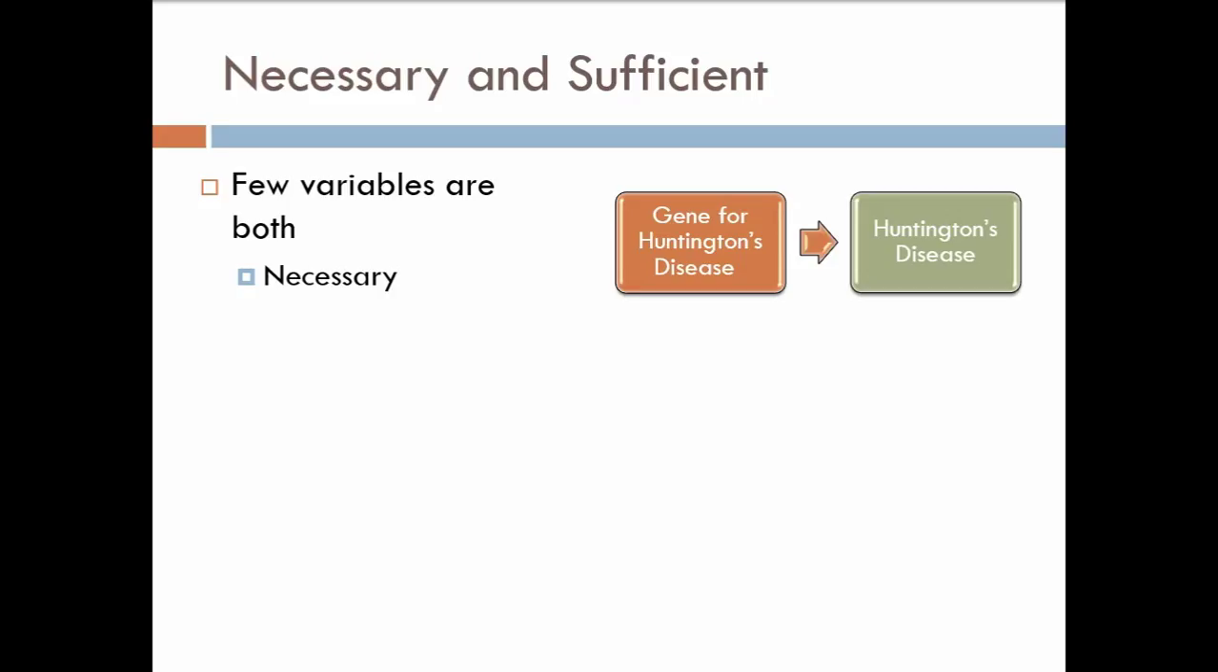The gene for Huntington's disease is an example of a necessary variable. If you don't have that gene, you won't develop Huntington's disease.